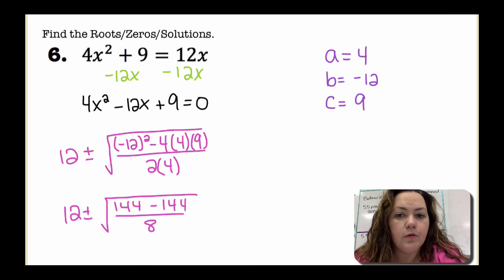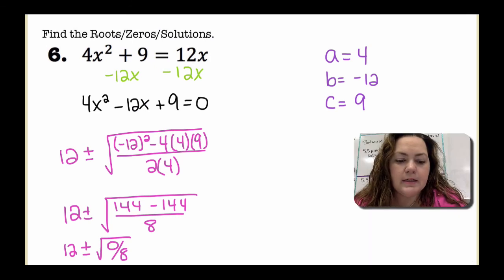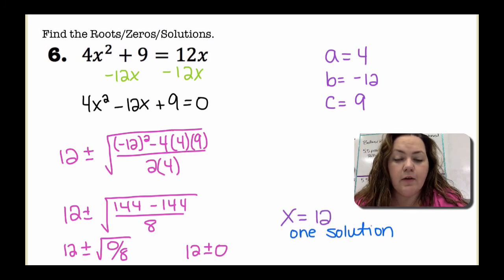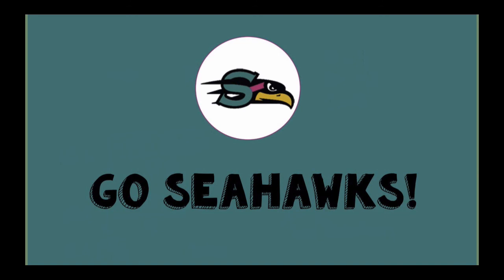Well, when I do 144 minus 144, I get 0. 0 divided by 8 is 0. So I end up with 12 plus or minus 0. 12 plus 0 is 12, and 12 minus 0 is 12. So I have one solution, and it is 12. X equals 12. All right, that's it.